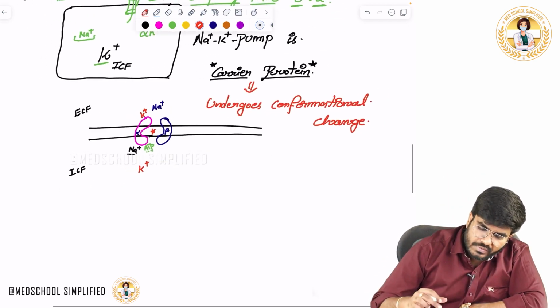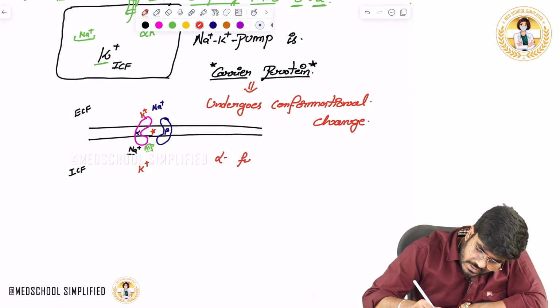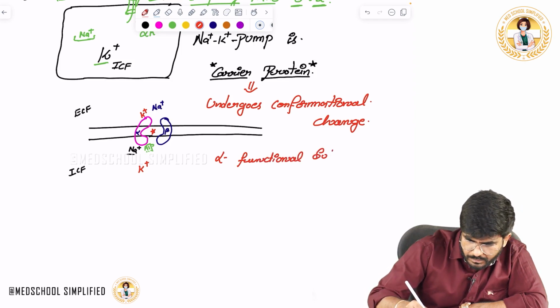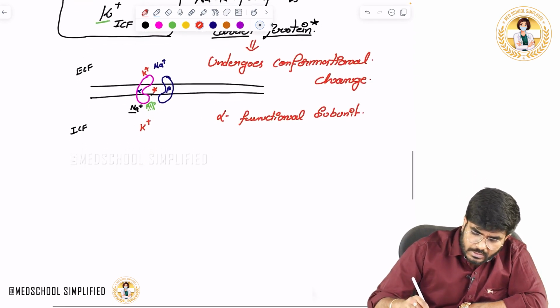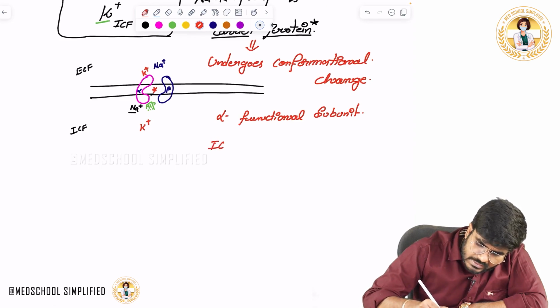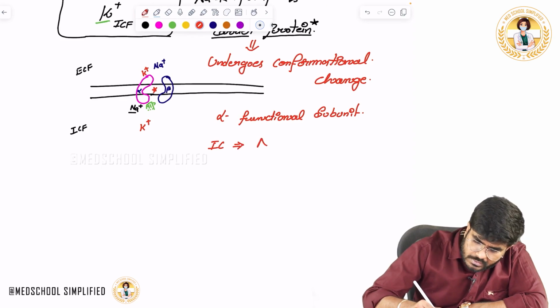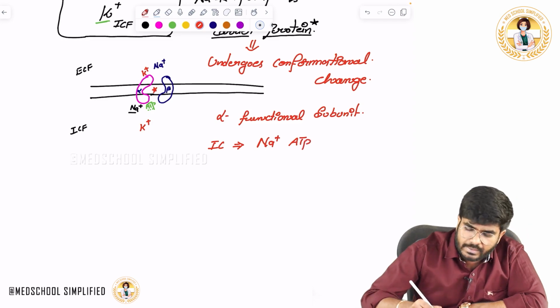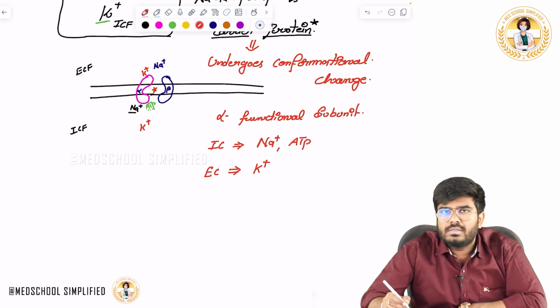Okay. Now, which subunit? The alpha subunit is doing the job mainly. So this is called a functional subunit. Okay, the alpha subunit is called a functional subunit. To the alpha subunit, intracellularly, within the cytoplasm side, who is binding? Sodium is binding intracellularly, and even ATP is binding. And who is binding towards the extracellular side? It's the potassium. Potassium binds to the extracellular side.